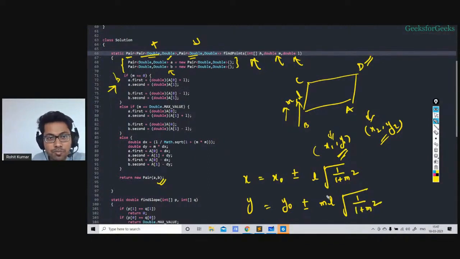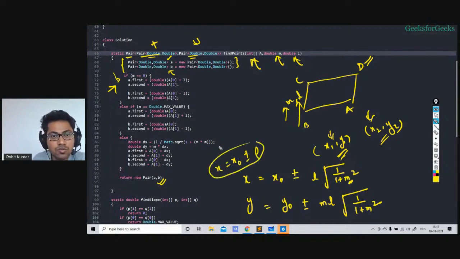So if m is 0, that means this becomes 0. Okay. So what will happen if m is 0? So this will be 1 plus 0, square root of 1 is 1. So we simply have x as x naught plus minus L, right? If my m is 0. So that's what we are doing. In a dot first, a is my first pair. In a dot first, we have a0 plus L. Okay, a0 is nothing but your x naught.